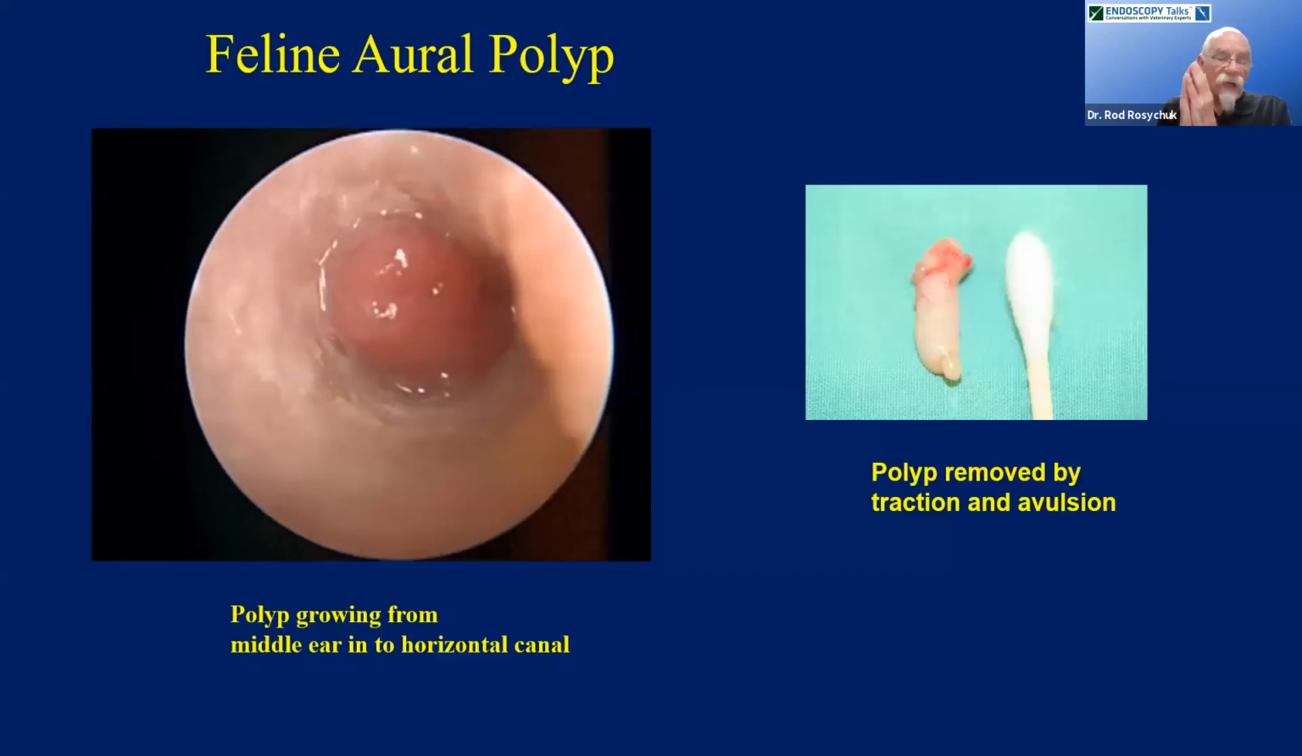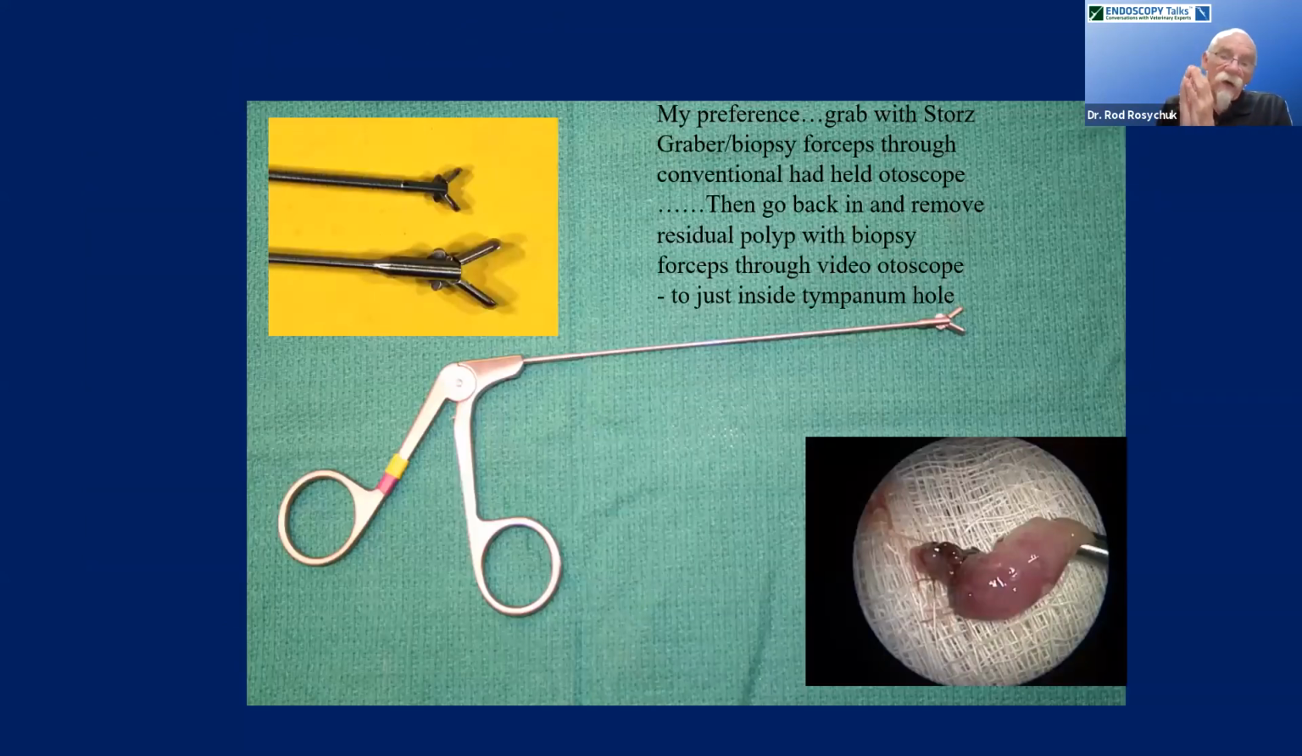And as far as removal is concerned, our management of aural polyps is essentially traction and avulsion. I know there's still a lot of people who feel that this is a surgical disease, but it need not be in the vast majority of cases. This is, again, where I tend to use these forceps to grasp the polyp through an operating otoscope or handheld otoscope with a larger cone, and get a grab on that and yank. Usually it takes a lot of yanking to remove these sometimes.